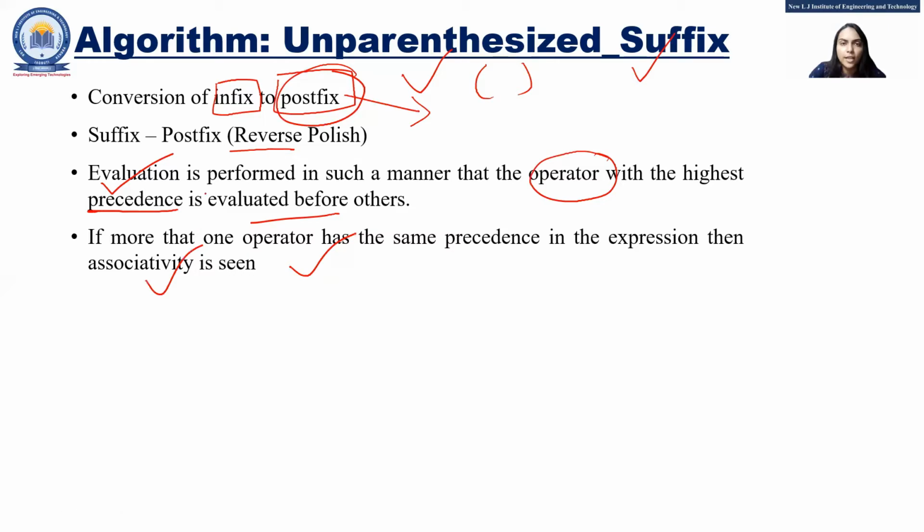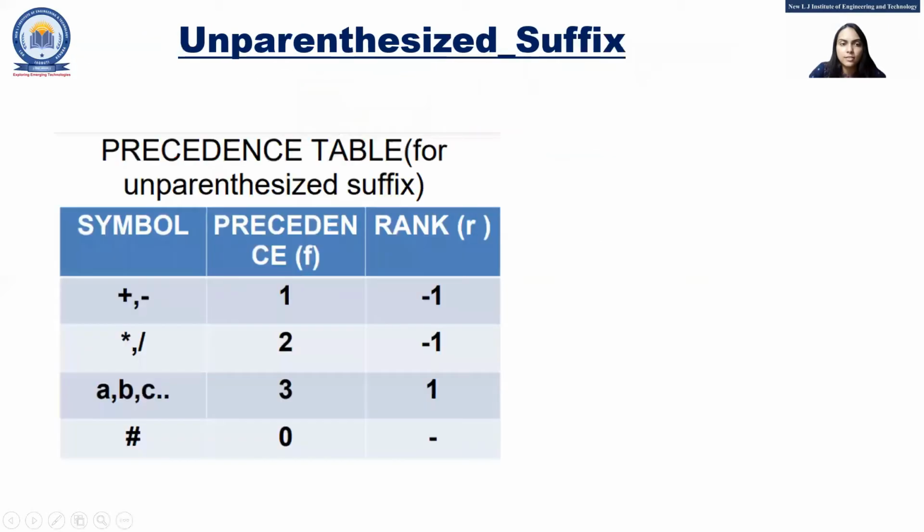Let us see the algorithm for unparenthesized suffix. This is the precedence table given, and the rank given for each one of them in order to calculate rank and precedence. Plus and minus have precedence 1, star multiplication has greater precedence, variables have even greater precedence, the rank of variables is 1 and the others' rank is -1. Based on this table, we would be able to solve infix to postfix.